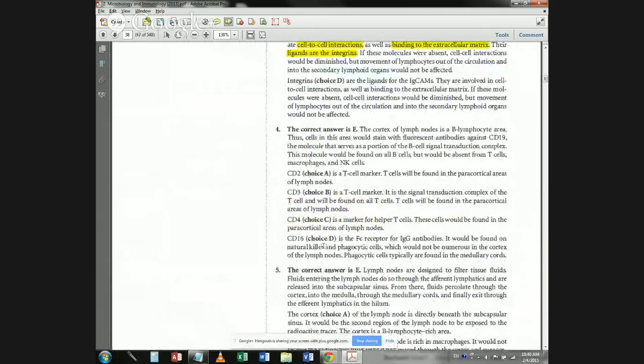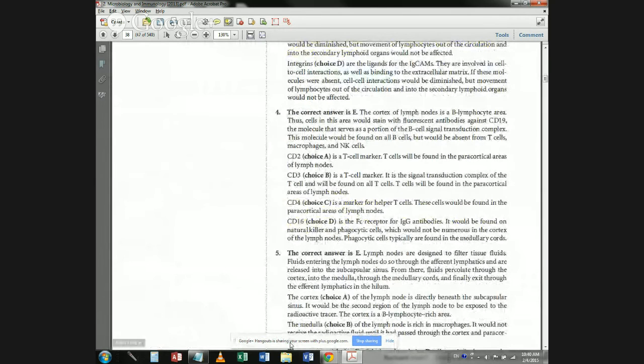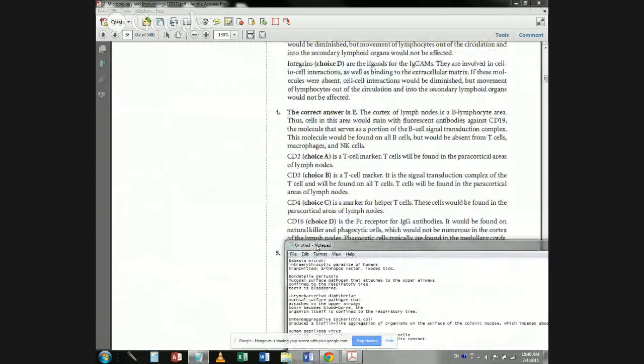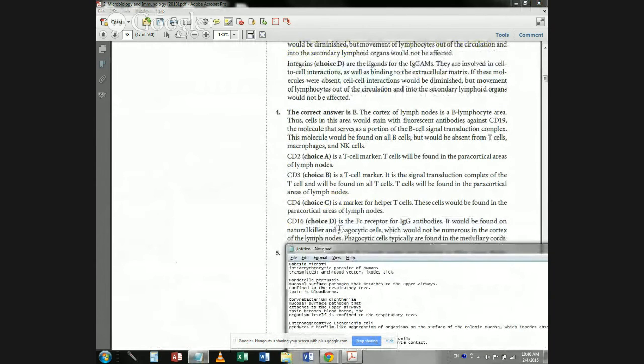Okay. I'm going to pull that up again. Takes me a while to figure out what they're asking. Okay, the correct answer is E. The cortex of the lymph nodes is B lymphocyte area. Thus, cells in this area would stain with fluorescent antibodies against CD19, the molecule that serves as a portion of the B cell signal transduction complex.